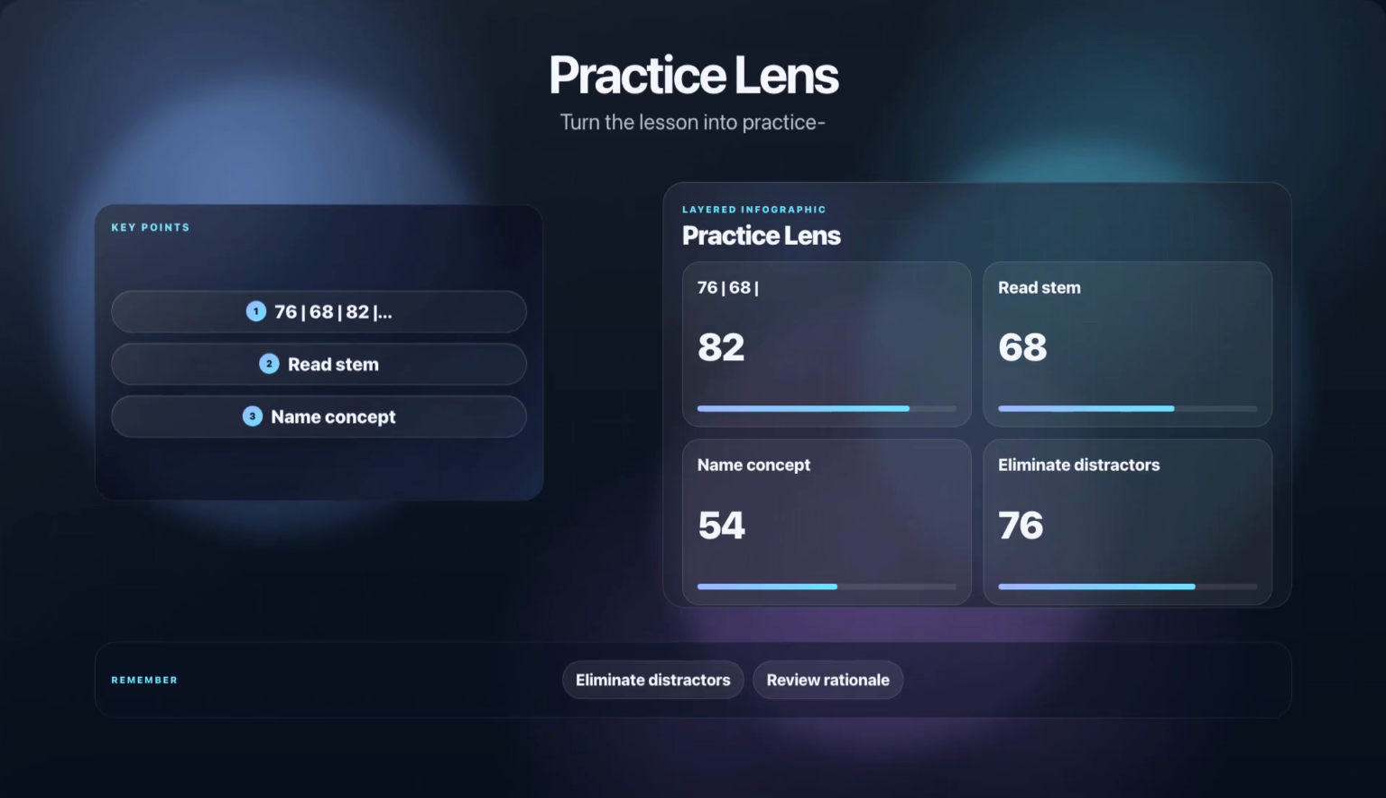In practice questions, do not only ask whether you got the answer right. Ask why the correct answer is correct and why the other choices are wrong. That is how you turn regulatory roles from passive knowledge into exam-ready understanding.